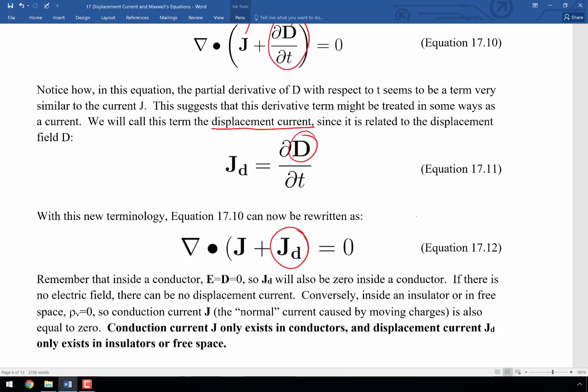Conversely, inside an insulator, or in free space, which is an insulator, there is no charge density, and if there is no charge density, then the conduction current J is also equal to 0. So conduction current only exists in conductors, and displacement current only exists in insulators, including free space. So we kind of have two terms here which almost never overlap. Now you could make the case that maybe in a semiconductor there's a little bit of conduction current and a little bit of displacement current. But in general, for most of the things we're going to be looking at, you'll have one or the other, but typically not both.